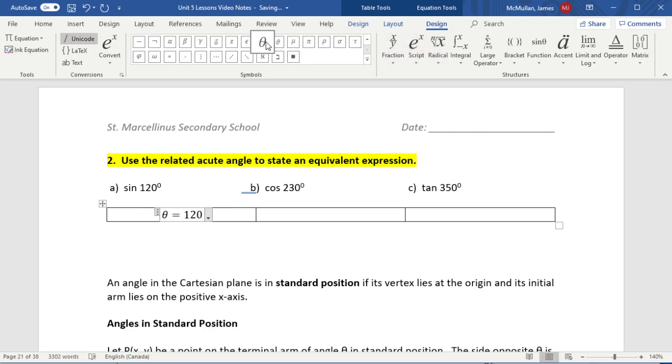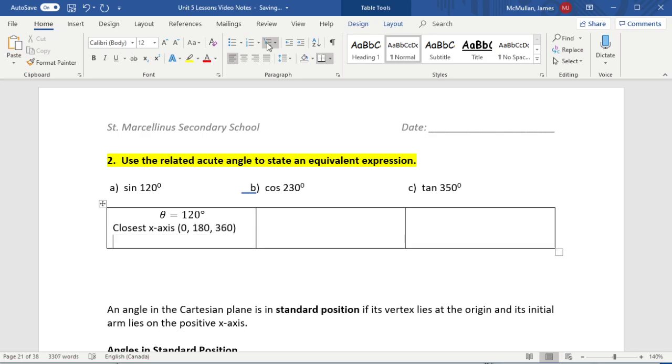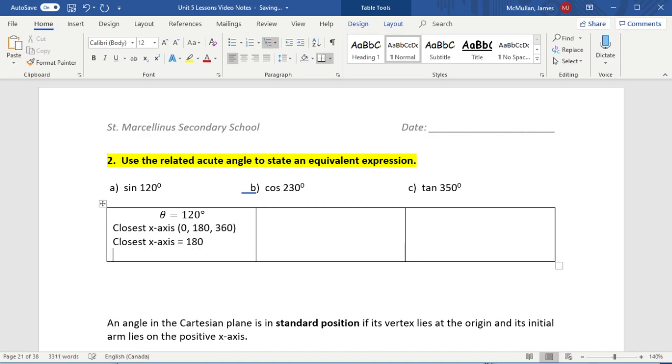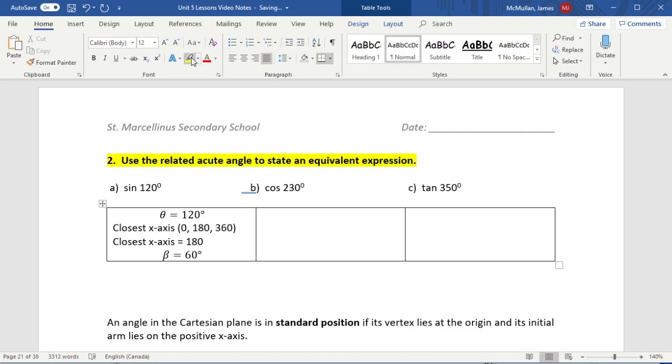Theta equals 120 degrees. Okay? The closest x-axis can either be 0, 180, or 360. Obviously, in our case, the closest x-axis is 180. And therefore, the beta in the question, which is the related acute angle, is how far away you are from the closest x-axis. The answer would be 60 degrees, right?